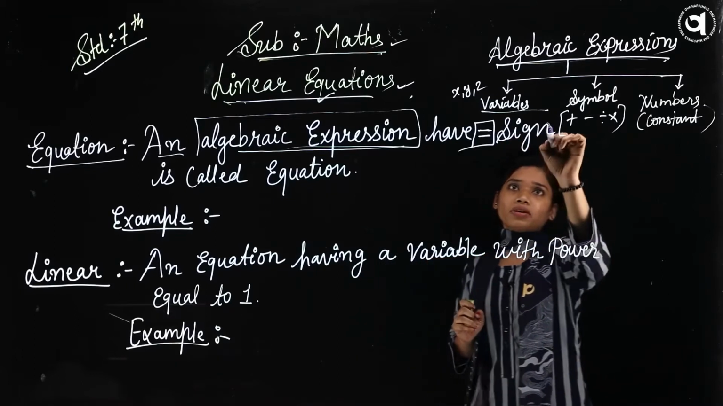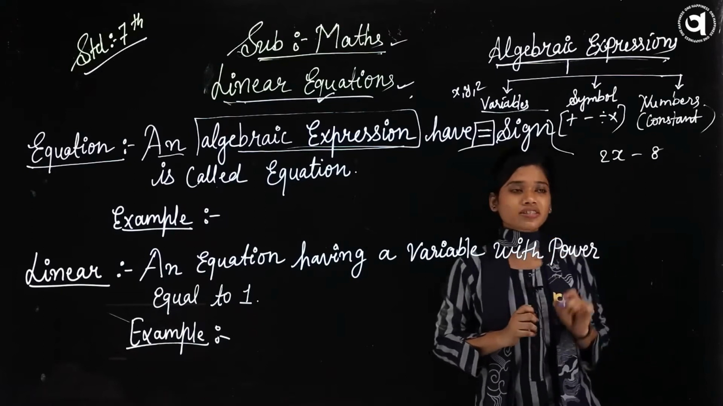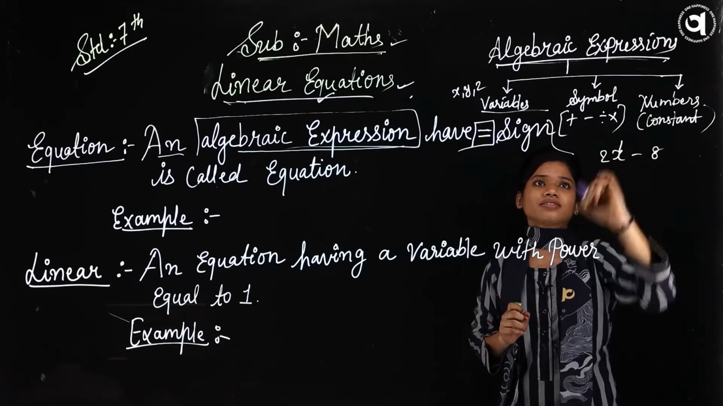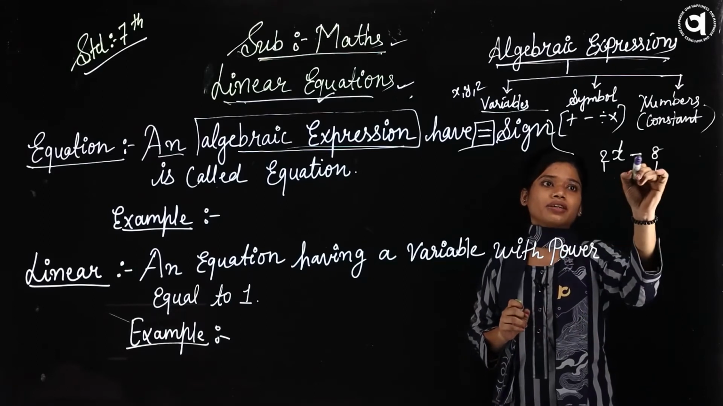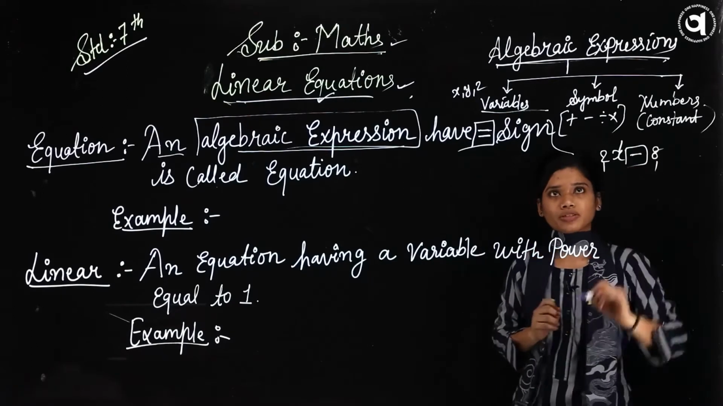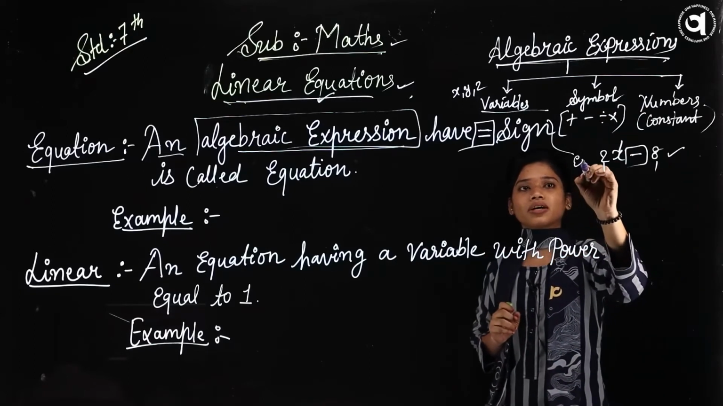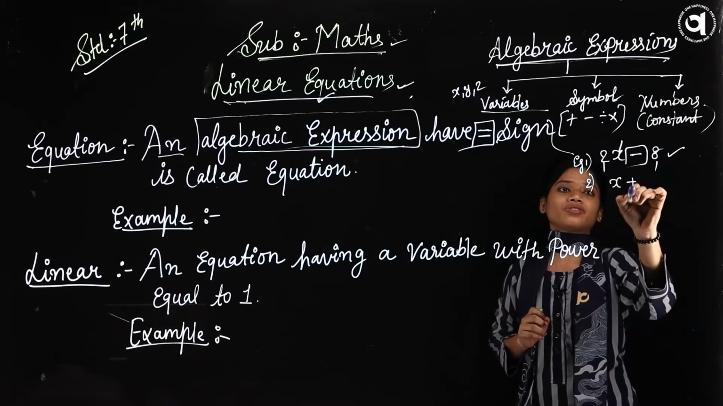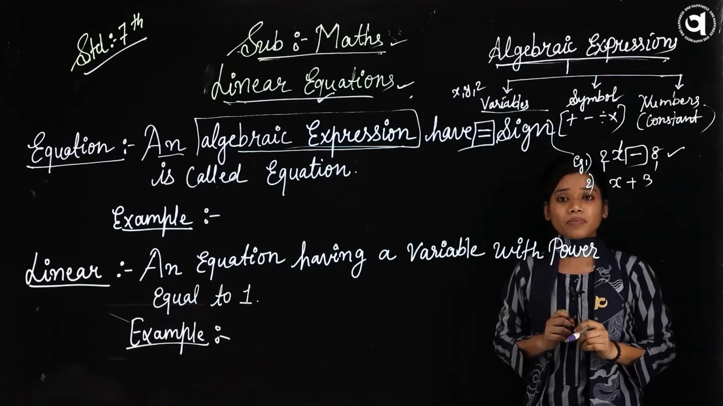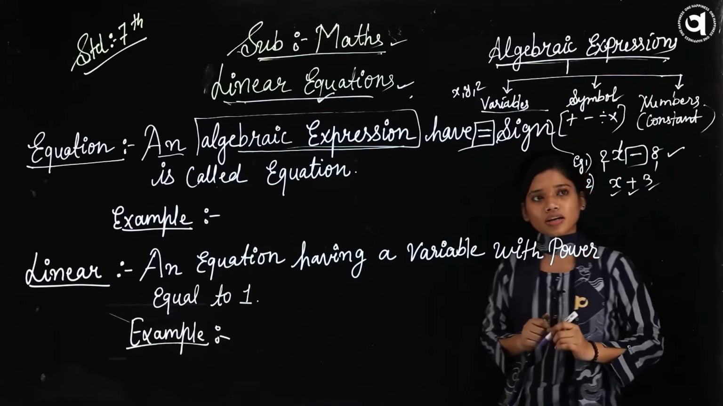For example, I can take here 2x minus 8. That means here x is a variable, 2 and 8 are the constant numbers, and this minus is the operation, that is a symbol. So this is an example of an algebraic expression. Now the second example we can take is x plus 3. This is also an example of an algebraic expression, as symbol, variable and constant numbers are given.